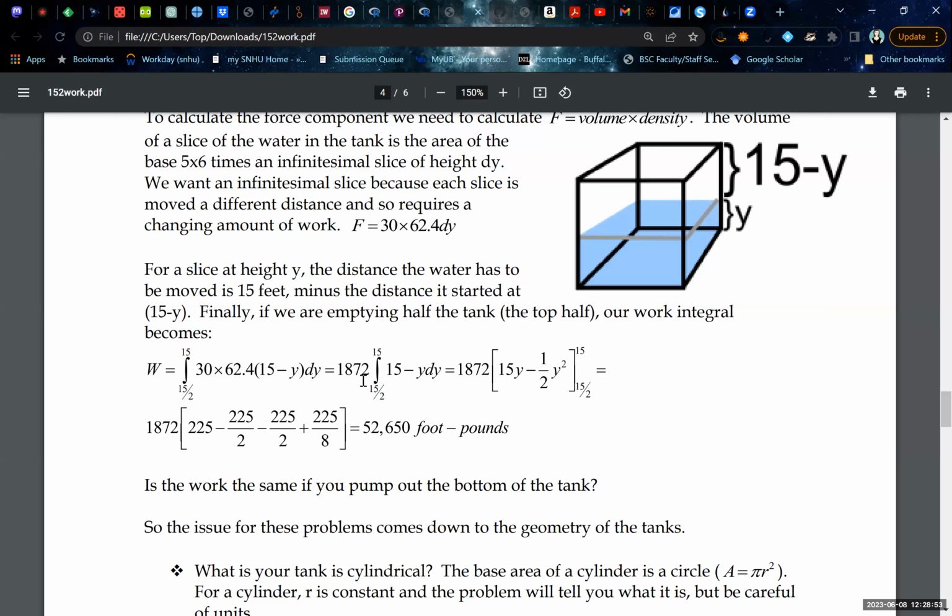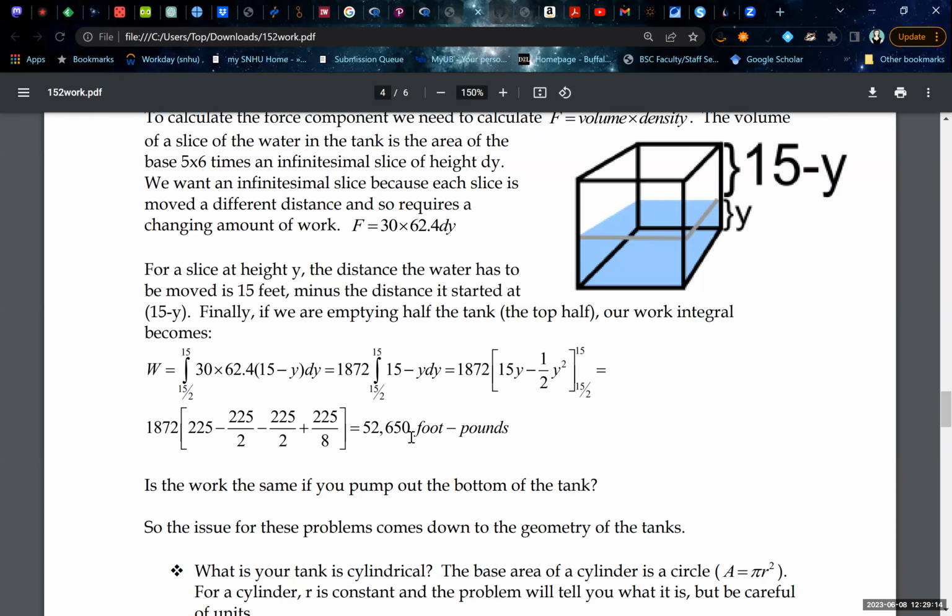If you combine all of your constants and then you integrate the y component, you do a little bit of arithmetic because you've got fractions here. What you end up with is 52,650 foot-pounds.